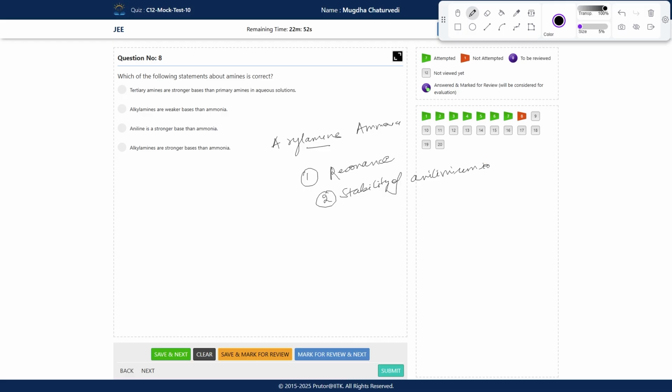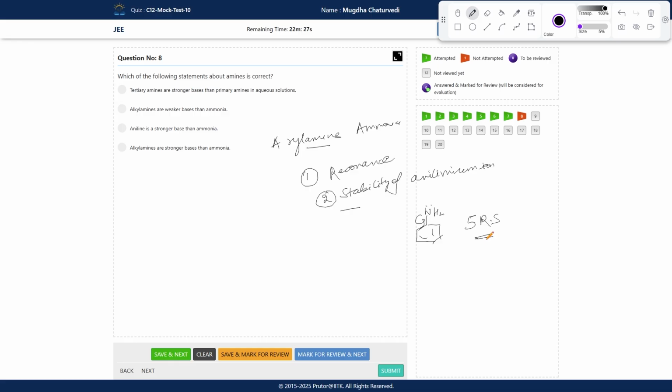If I talk about resonance, I have already drawn the resonating structures of aniline, which is NH2. If you see, the lone pair present on this nitrogen is delocalized into the benzene ring, which makes it less available for protonation. This has 5 resonating structures.